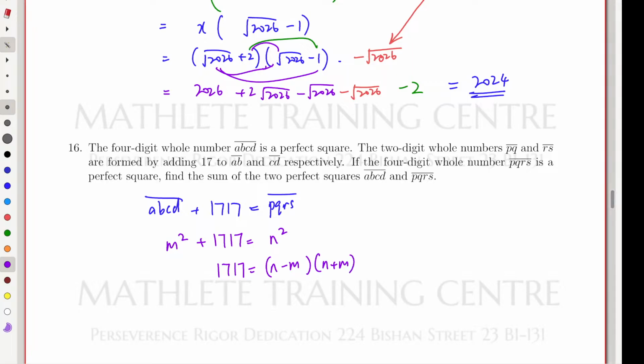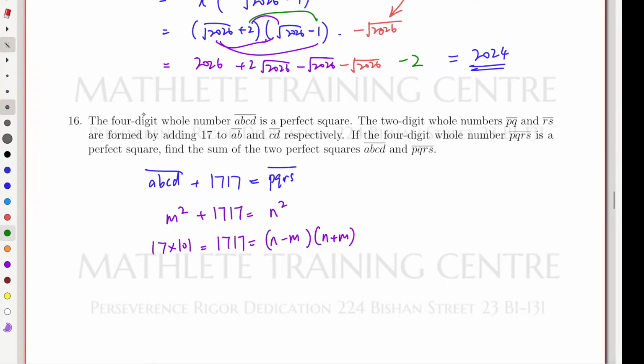And they already tell you how to factorize it. Because 1717, it has to be 17 times 101. Now, of course, you can also try to do it where you have 1 times 1717, right? But that doesn't work because in this case, n will be a 4-digit number. And of course, a 4-digit number squared will not be equals to this PQRS. So then, we get that this guy must be 101. This guy must be equals to 17.